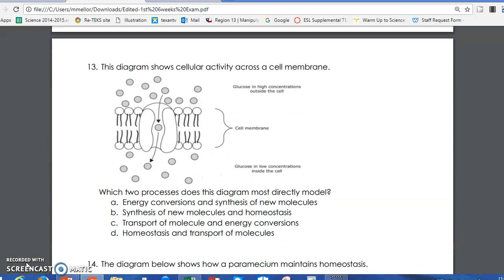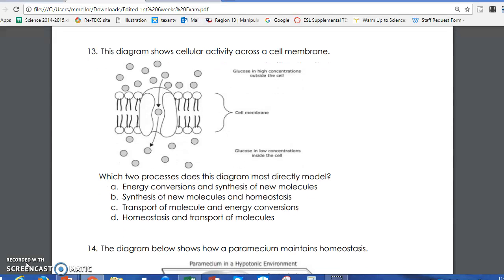Number 13. This diagram shows cellular activity across the cell membrane. Which two processes does this diagram most directly model? A. Energy conversions and synthesis of new molecules. B. Synthesis of new molecules and homeostasis. C. Transport of molecules and energy conversions. Or D. Homeostasis and transport of molecules.